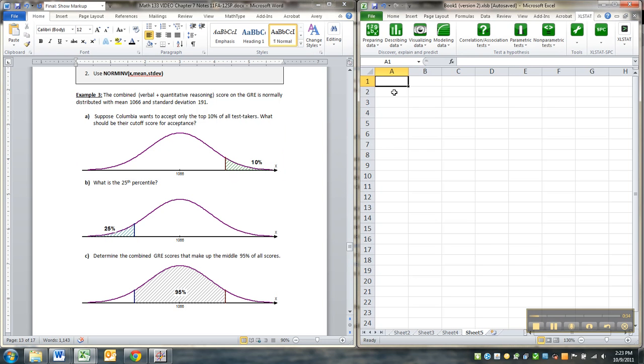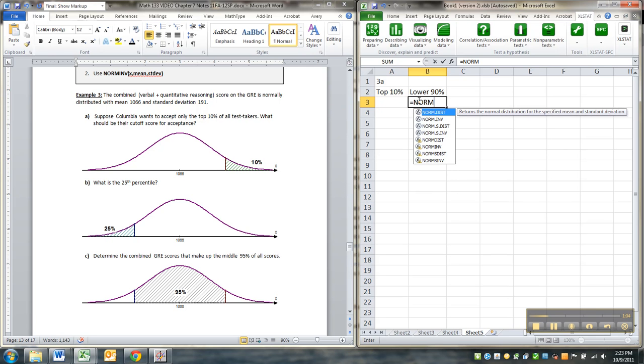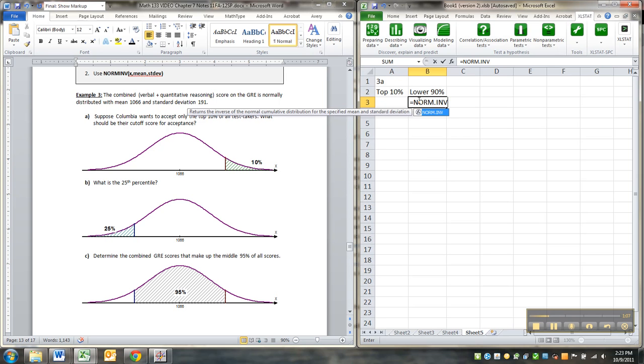So for example, suppose Columbia only wanted to look at you if you were in the top 10%. So what would that mean? Well, let's start with this. If you're in the top 10%, that means you're in the lower 90%, right? Because they're complements, because the whole thing has to add up to 1. So what we're going to do is we're going to equal norm. Now again, I do .inv, but if you have old school Excel, you just do norm inv with no dot in it. Either way.